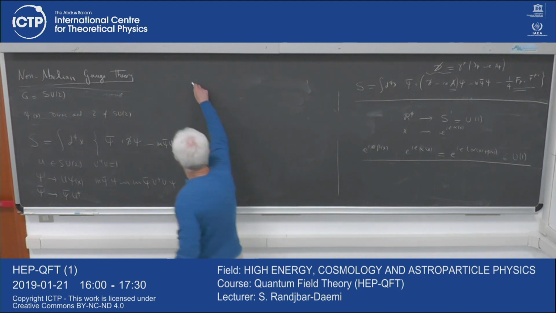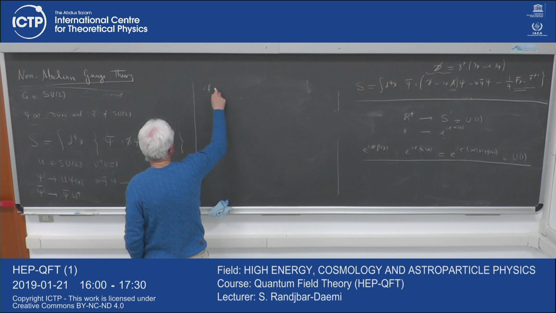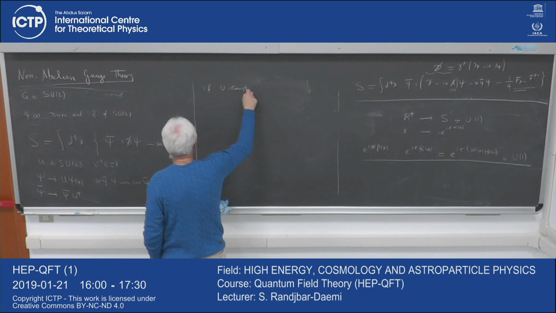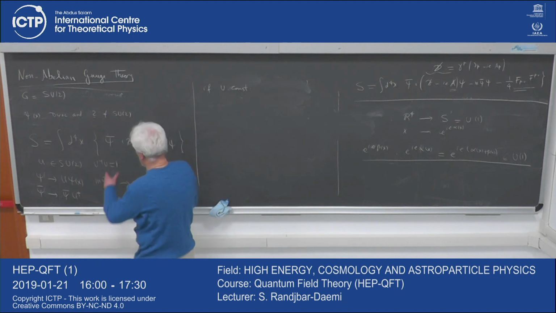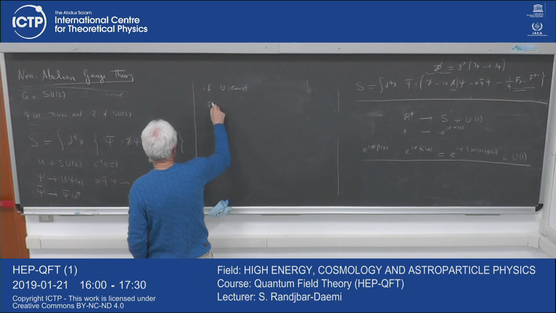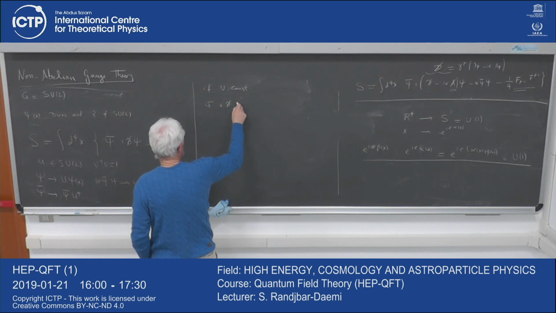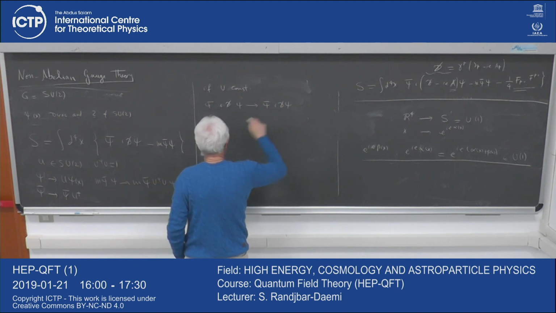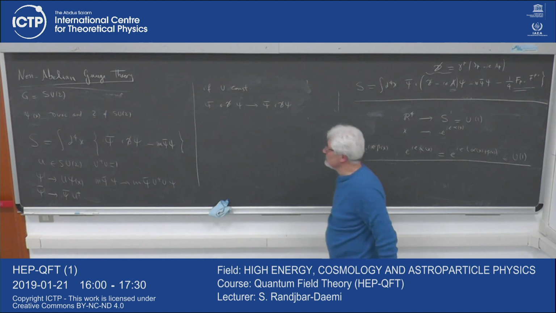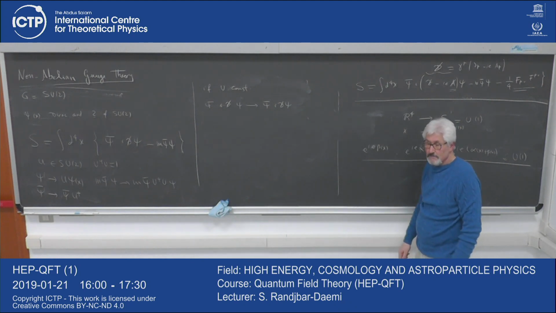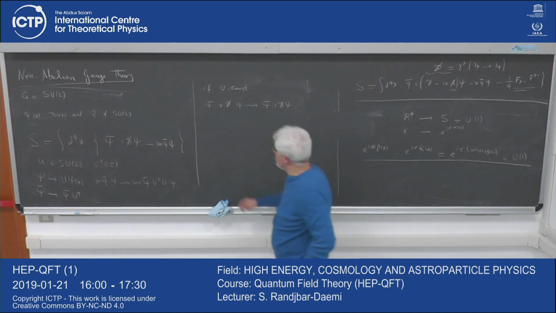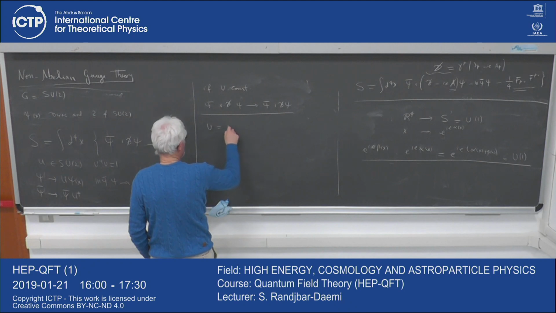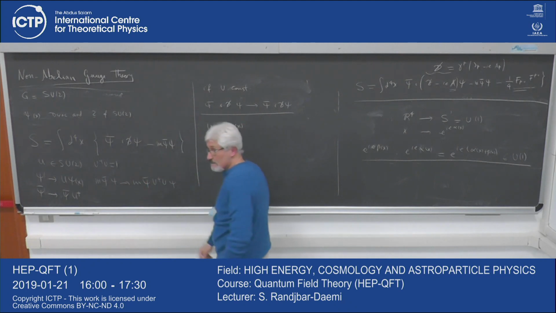If U is constant, that means space-time independent, then obviously this also will be invariant, because the derivative doesn't change. The U dagger U will cancel out. Okay? The question is, what happens if U is not a constant? If it depends on x.